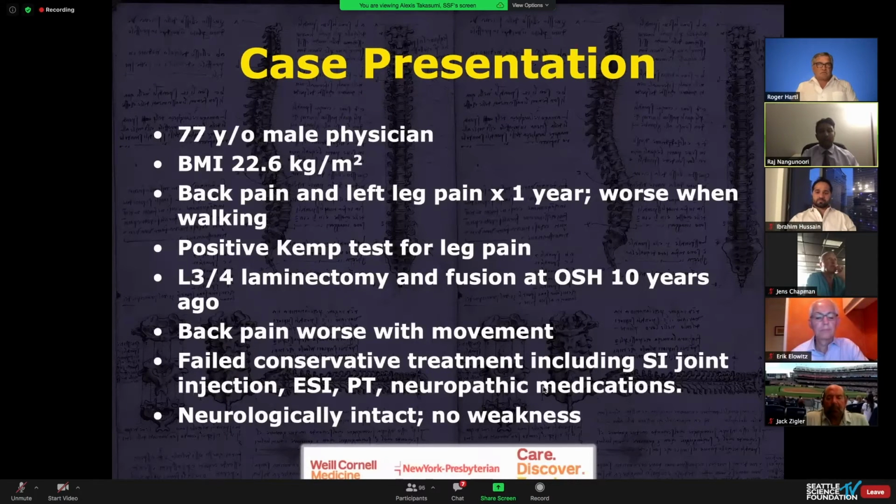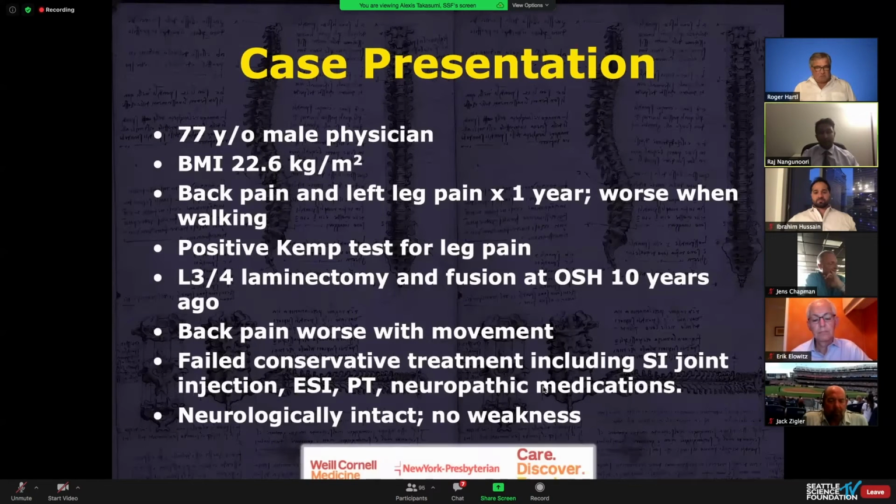We did a provocative maneuver called the Kemp test, where we have the patient stand up, extend back, and flex to the side of the pain and reproduce some of his radiculopathy. And that's usually a good diagnostic indicator that there's a certain nerve root specifically that's being involved, especially when you look at the imaging studies, which we'll look at in a second. He does have a history of a L3-4 laminectomy and fusion at an outside facility without an interbody about 10 years prior. He did have mild mechanical back pain that was worse with movement, but really his chief complaint was, as described, the leg pain that made it difficult for him to ambulate.